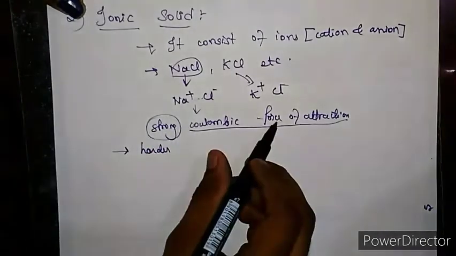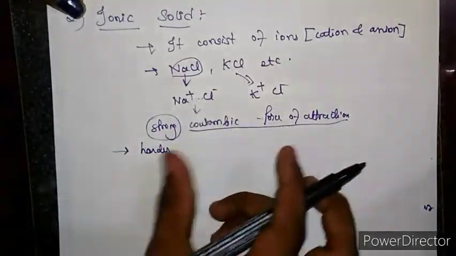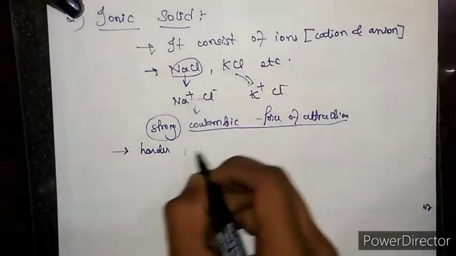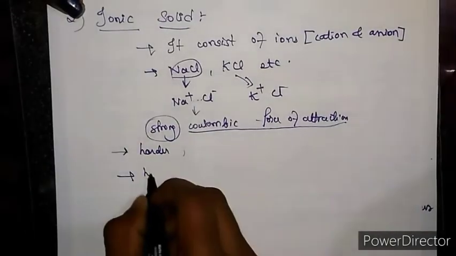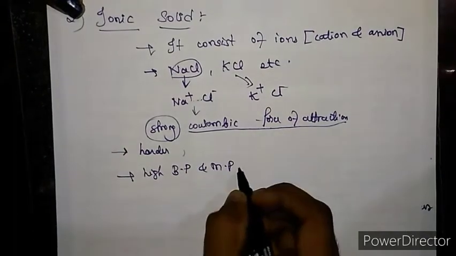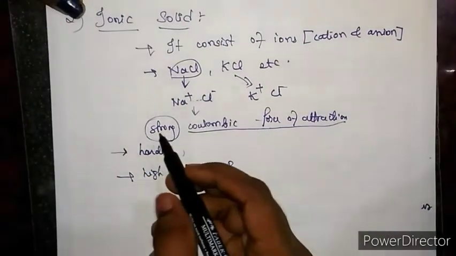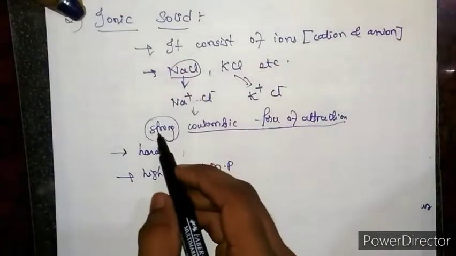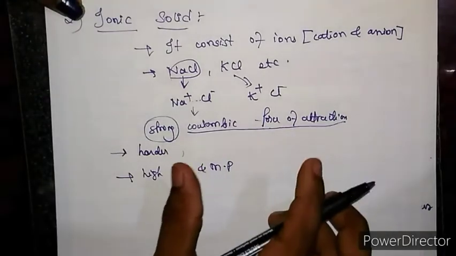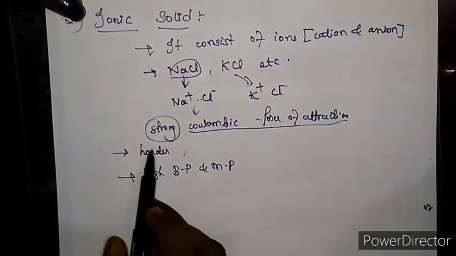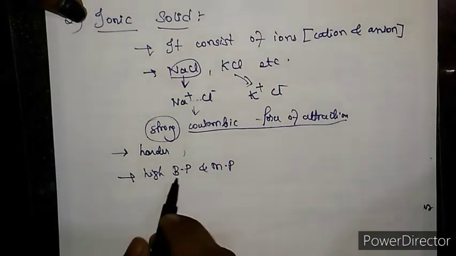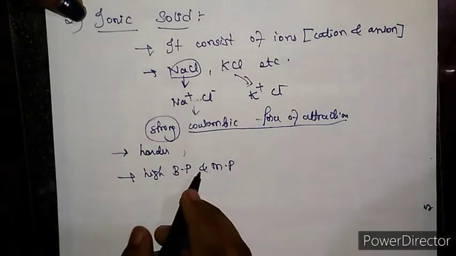If the bond or the interaction is stronger, then that type of solid will be harder, and it will also have a higher melting point and boiling point. Why? Because the ions are held together by the strong force. If the interaction is stronger, that type of solid will be harder, with a higher melting point as well as a higher boiling point.